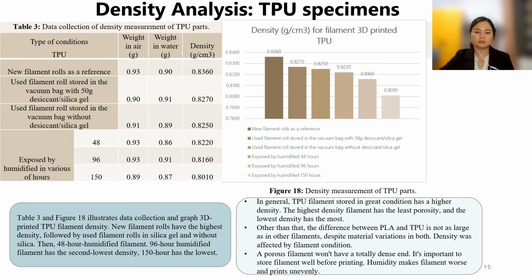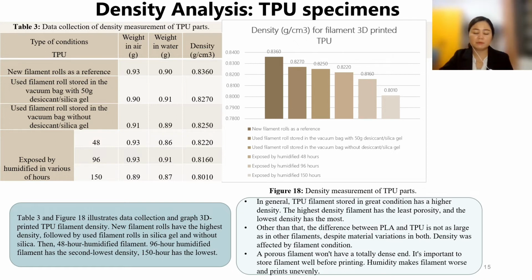Density analysis using TPU specimen. Table 3 and Figure 18 illustrate the data collection and bar graph of 3D printed TPU filament density. New filament rolls have the highest density, followed by the used filament rolls in silica gel and without silica gel. Then 48 and 96 hours have the second lowest density, and the lowest density is the filament that was exposed to the humidifier for 150 hours.